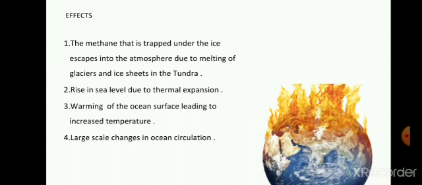Effects of global warming. Let us see one by one. First, the methane that is trapped under the ice escapes into the atmosphere due to melting of glaciers and ice sheets in the tundra. Second, rise in sea level due to thermal expansion. Third, warming of the ocean surface leading to increased temperature. 4. Large scale changes in ocean circulation.